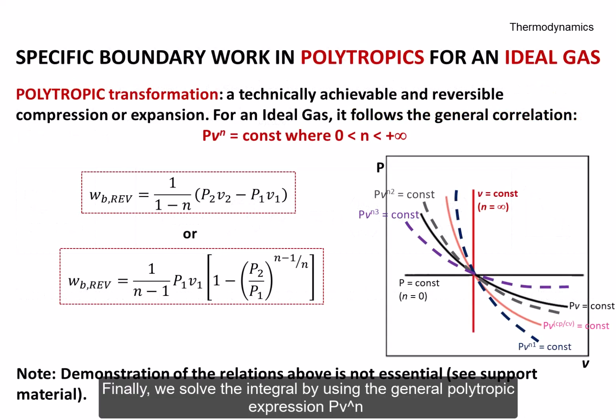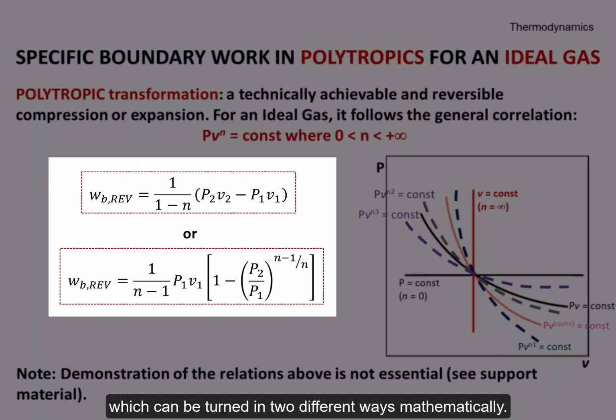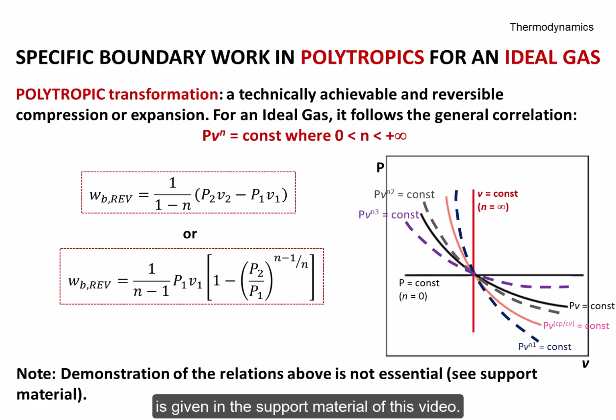Finally, we solve the integral by using the general polytropic expression P times V to the power of n and end up with a relation to calculate the boundary work, which can be turned in two different ways mathematically. Justification for these two expressions is given in the support material of this video.